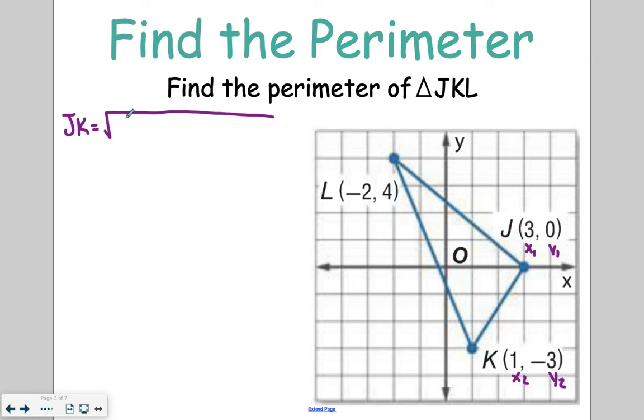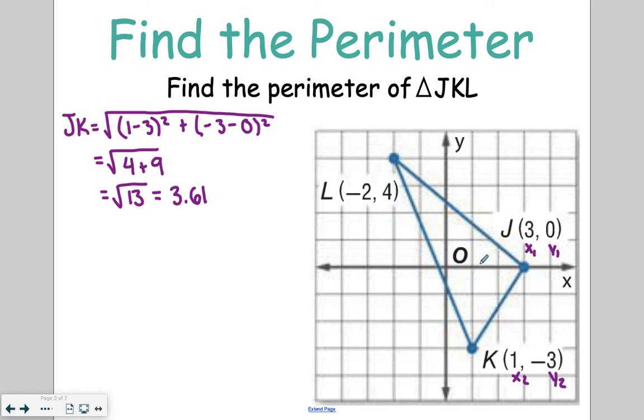So when I plug that information in, I'm going to have x2, which is 1, minus x1, which is 3, squared, plus y2, which is negative 3, minus 0, squared. Then I'm going to go ahead and solve that. So 1 minus 3 is negative 2, squared is positive 4, plus negative 3 minus 0 is negative 3, squared is 9. So we are looking at the square root of 13. And when you type that into the calculator, you're going to get 3.61. So that's how long side JK is.